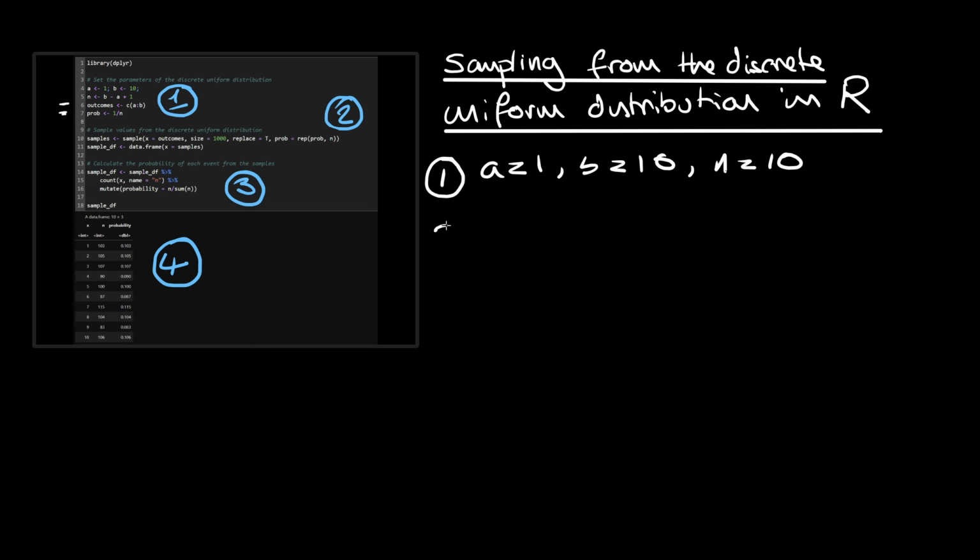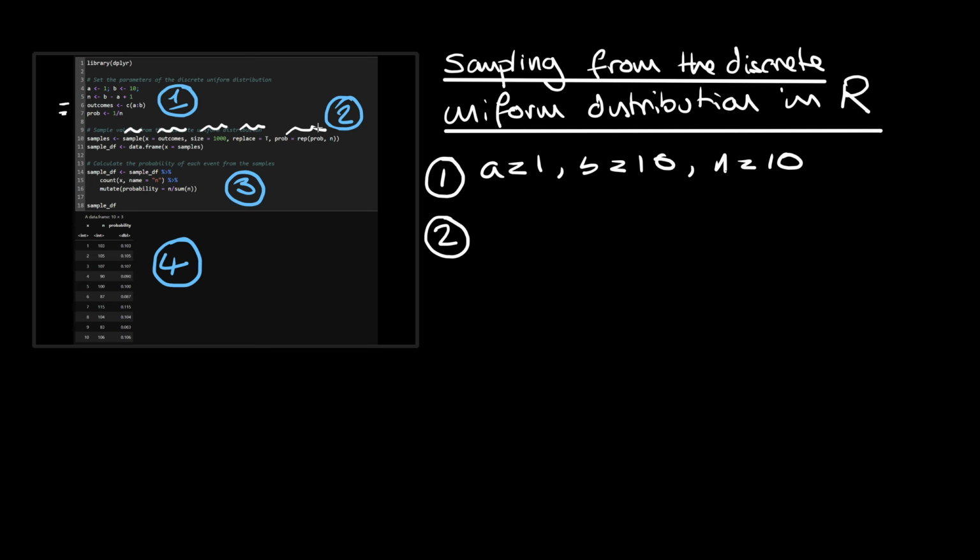In the second code block is where we actually sample from the discrete uniform distribution. So the function sample in R takes a vector of the values to sample from. It takes a number size, which is how many times to sample from it. We also have to tell it if we want to sample with replacement or not. And in this case, we need to make sure that we sample with replacement, because we need to keep the number of outcomes the same each time we sample.